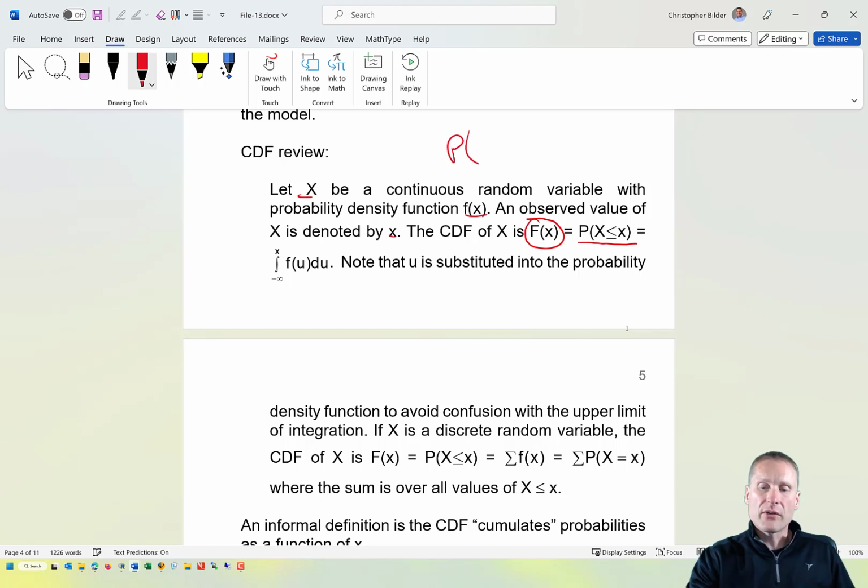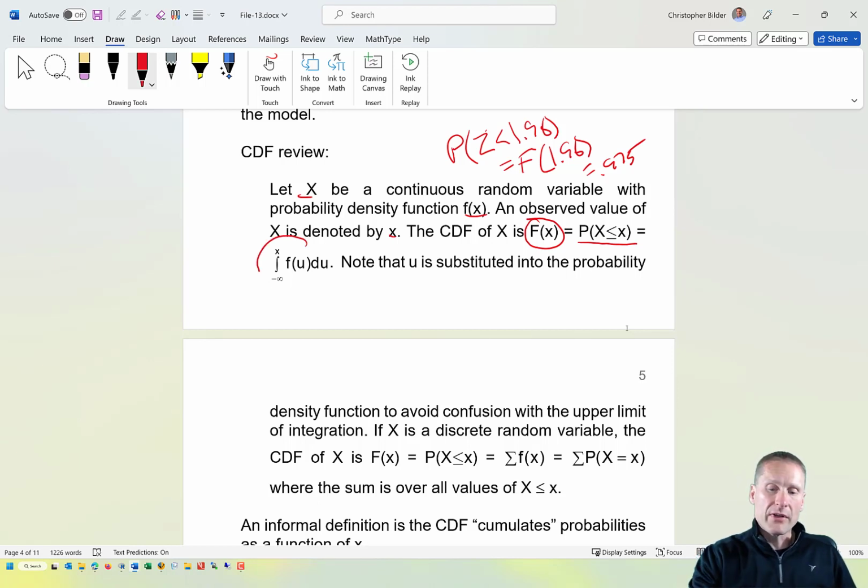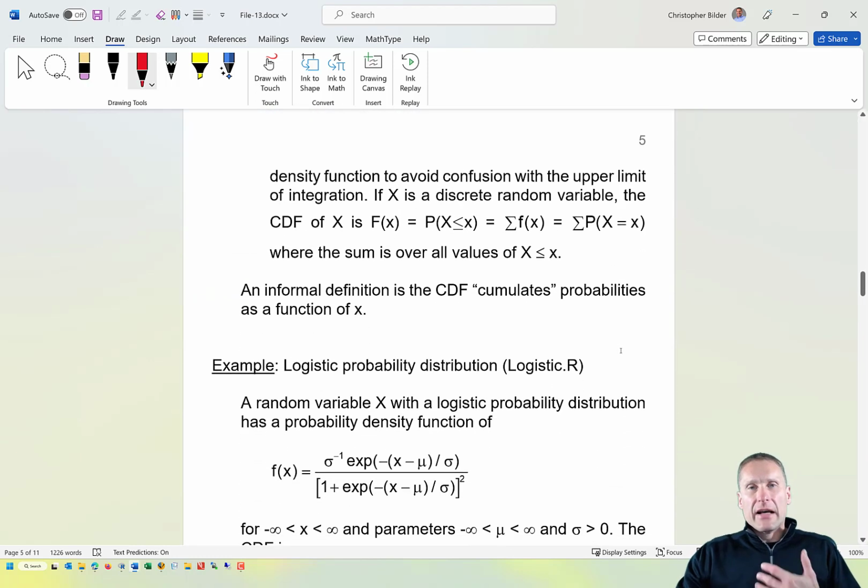Like with the normal distribution example, if instead of X I use Z, and I want the probability Z is less than 1.96, this could be equivalently written as capital F(1.96), which is 0.975. In a mathematical context, when we have a continuous random variable, I would need to use an integral to find that corresponding probability, which ends up being an area underneath the curve.